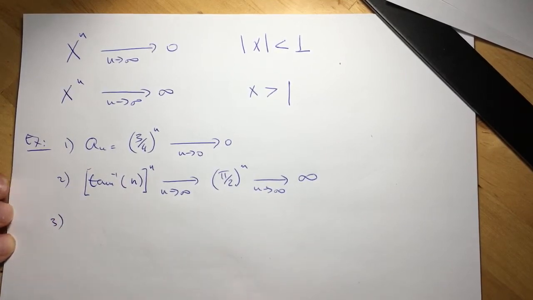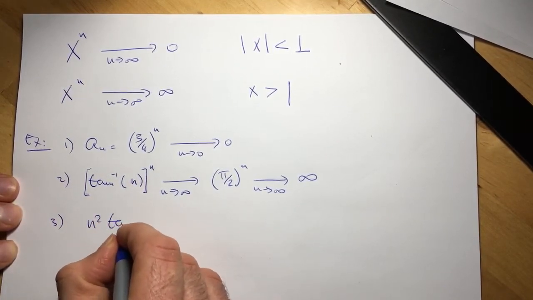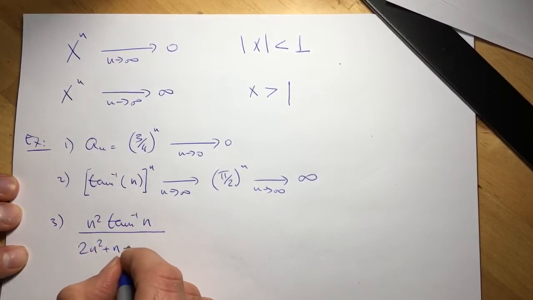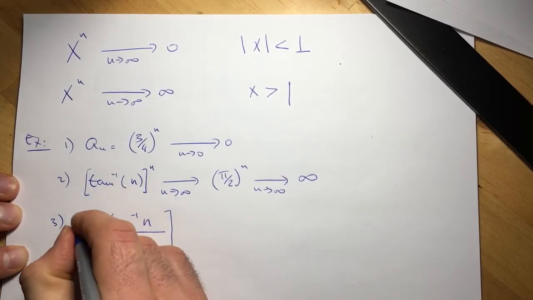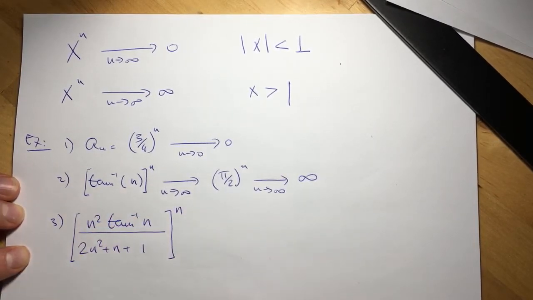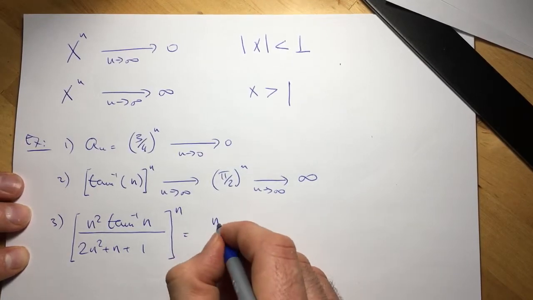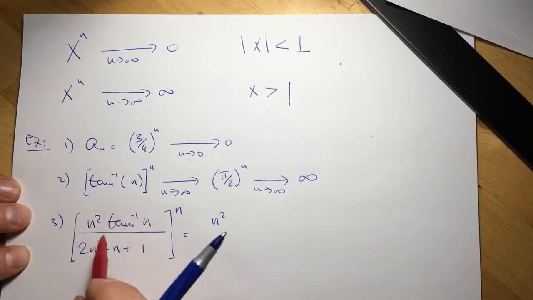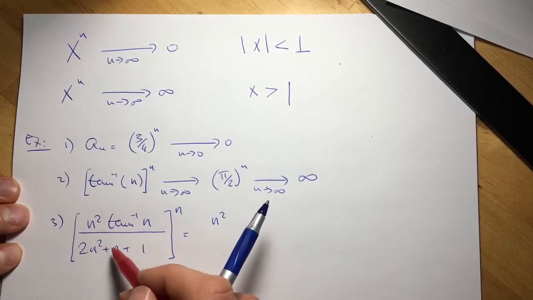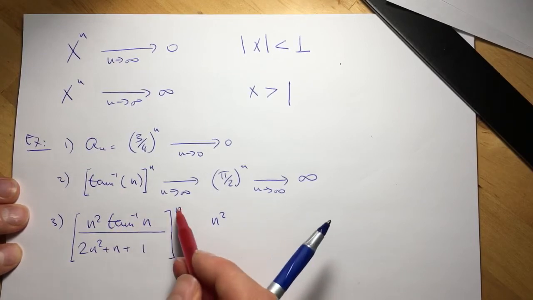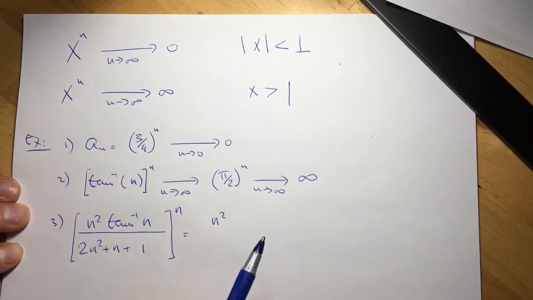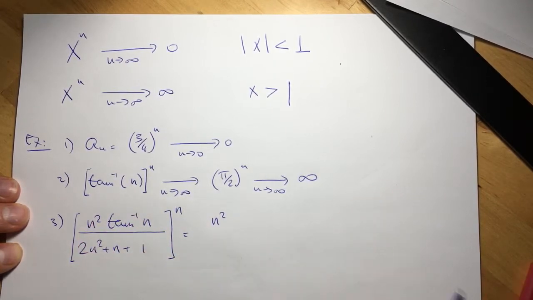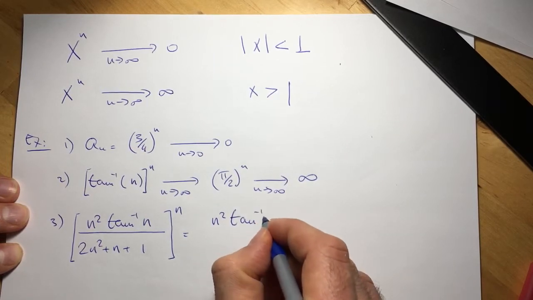So let's do something slightly more complicated. Let's say a_n equals n squared arctangent of n over 2n squared plus n plus 1, the whole thing to the power of n. Now what do I know? I know that the numerator goes to infinity and the denominator goes to infinity, so there is the first obstacle: how much is infinity to the power infinity, and then that's raised to infinity, right? So this depends on many factors, first of all, how this ratio is going to behave. So let's simplify that one.